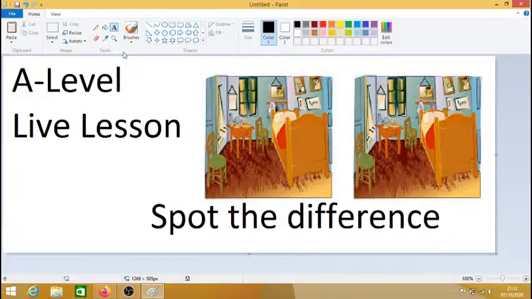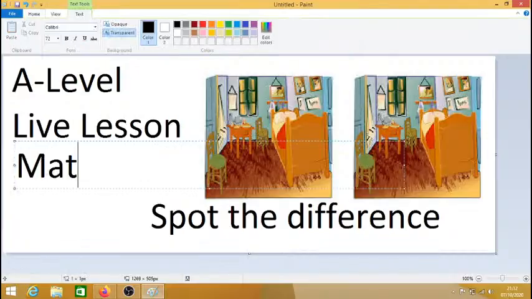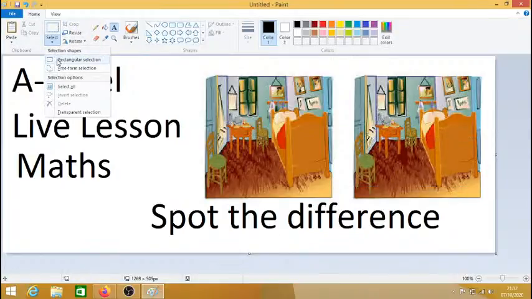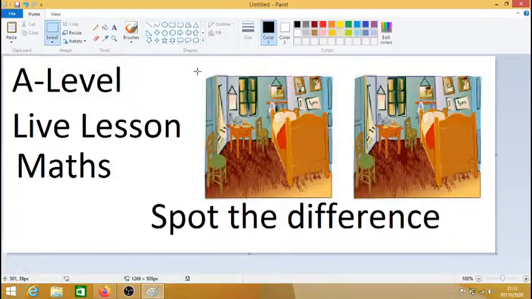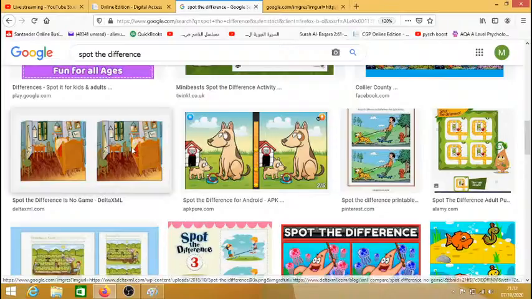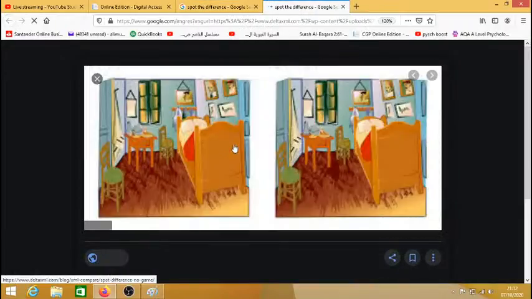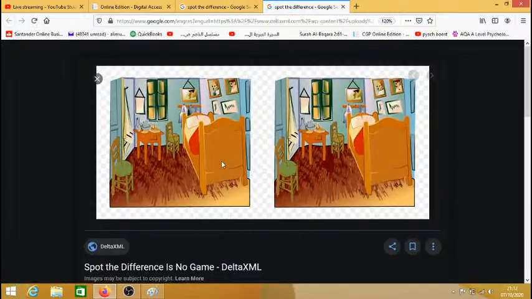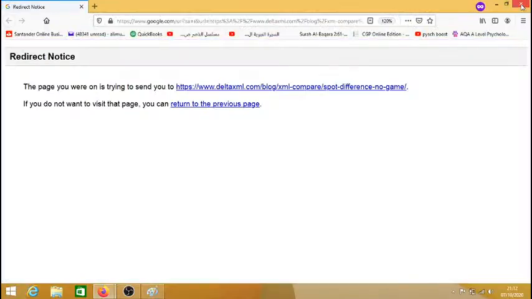A-level live lesson, it's Year 1 maths, and we are looking just to warm your brains up with a little spot the difference. Picture quality is not good. I probably should have picked a better image quality to put on there, but hopefully you can see there is a difference somewhere. Let's see if I can get a better quality picture, maybe by going to the larger version of it. Oh, that's much better.